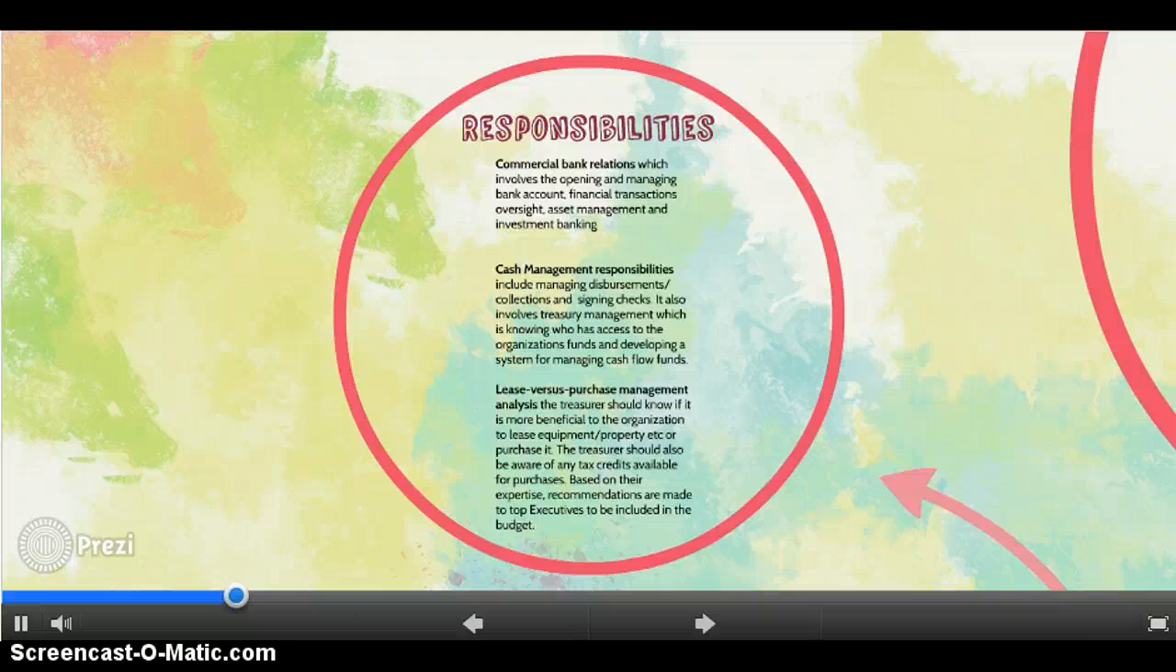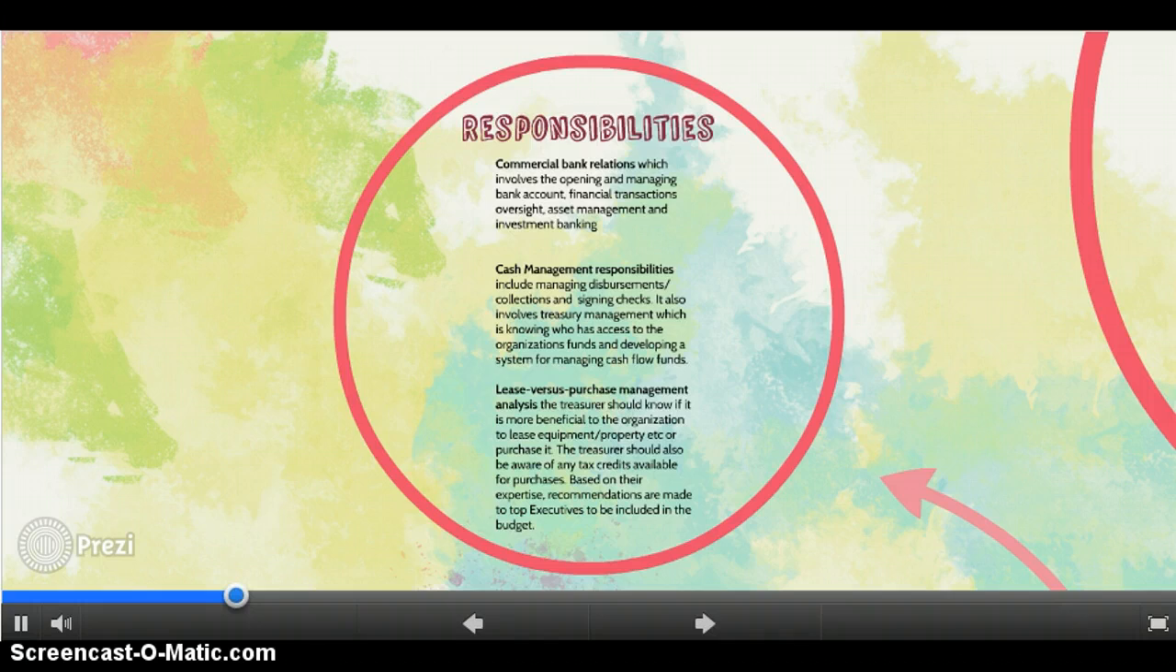Cash management responsibilities include managing the disbursements and collections, as well as signing checks. It also involves treasury management and knowing who has access to what, who has access to the organization's funds, as well as developing a system for managing those cash flow funds.